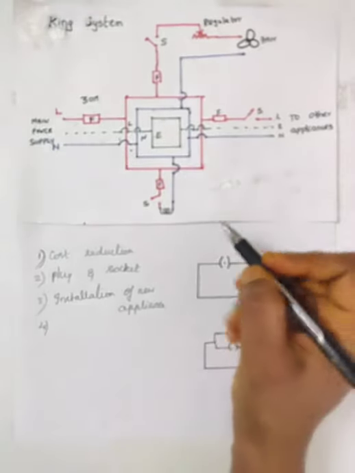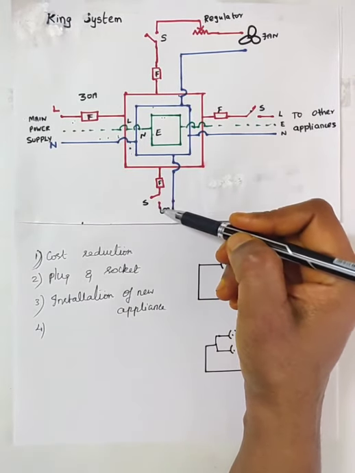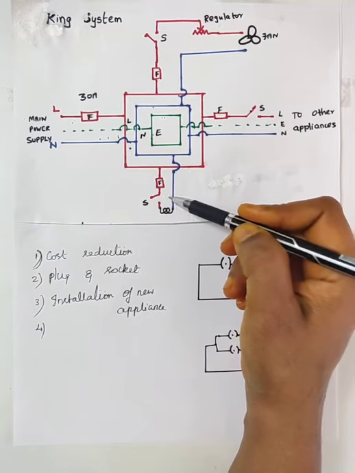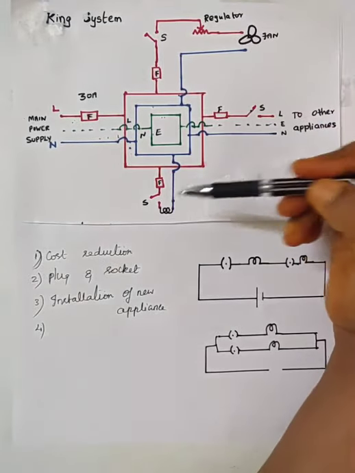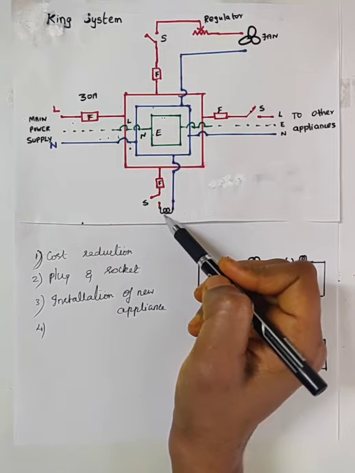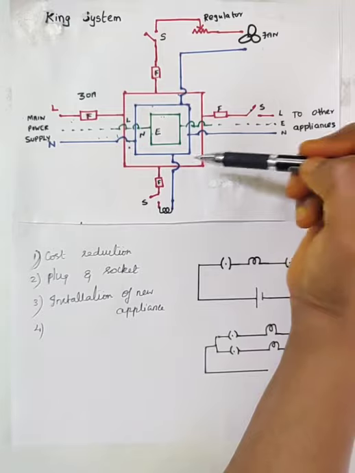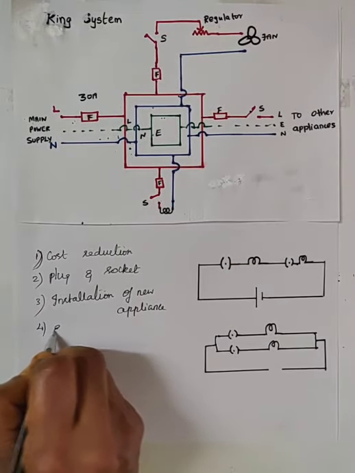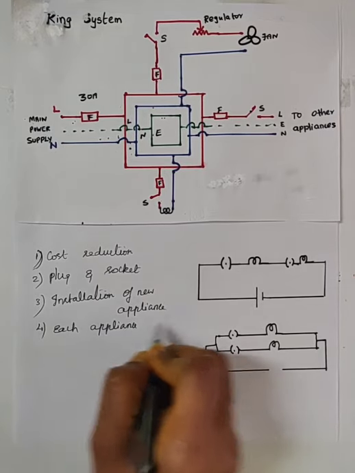And the fourth one is, if the fuse of one appliance blows off or there is any fault in this appliance, this will not affect the working of the other appliance. That is, each appliance can be operated independently.